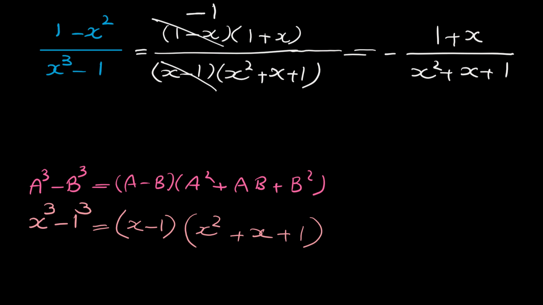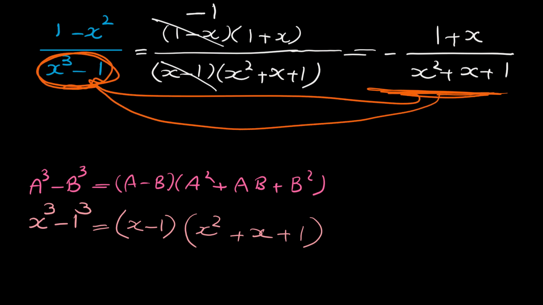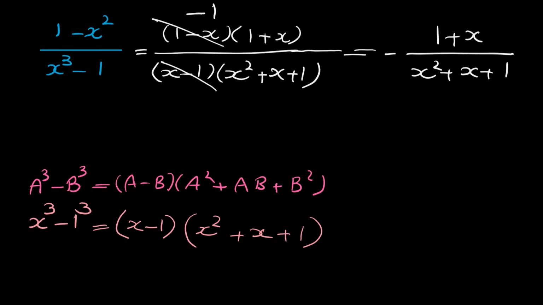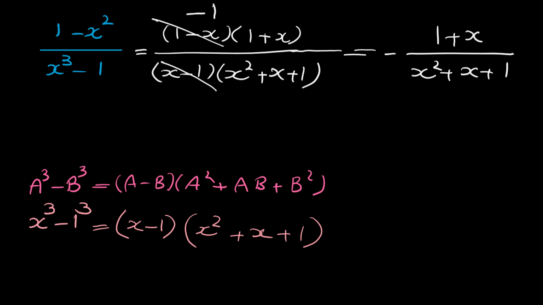This is the final answer of this question. This is the simplified form of that rational expression. Maybe it seems that this is not really simplified, but at least here we have a degree 3 polynomial, but here we have degree 2. This is a smaller degree, which means that it is simplified, although we have more terms. Here originally we had only 2 terms, but here we have 3 terms. But this is the simplified version of the original rational expression.